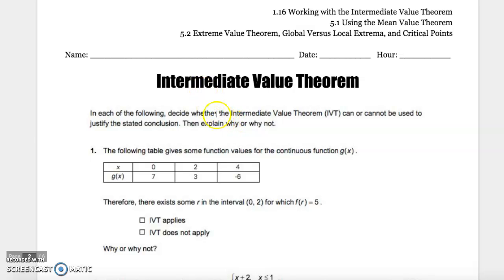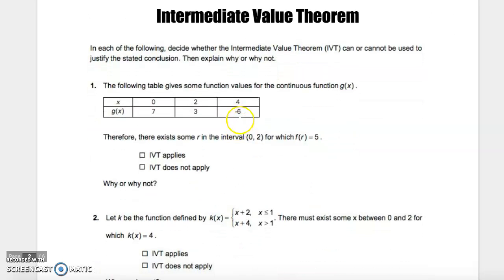So what we're going to do now is look a little more in depth at the different prompts you could receive on the AP test and decide whether or not to use the intermediate value theorem, the extreme value theorem, or the mean value theorem when answering it. First, we're going to review the intermediate value theorem and decide whether or not our IVT applies in the prompt that's given. We'll read the criteria that's being presented and then decide whether or not your IVT applies or does not apply.